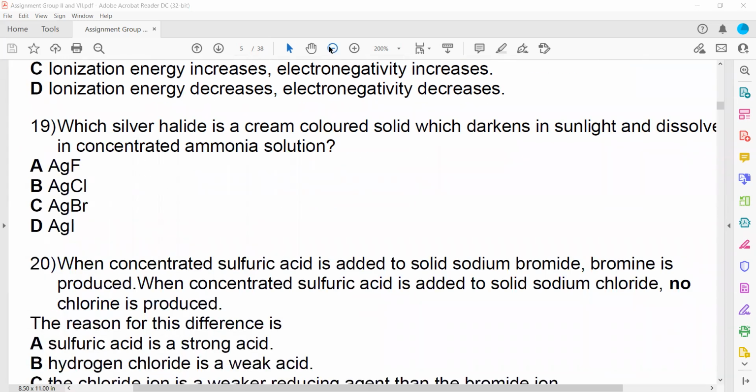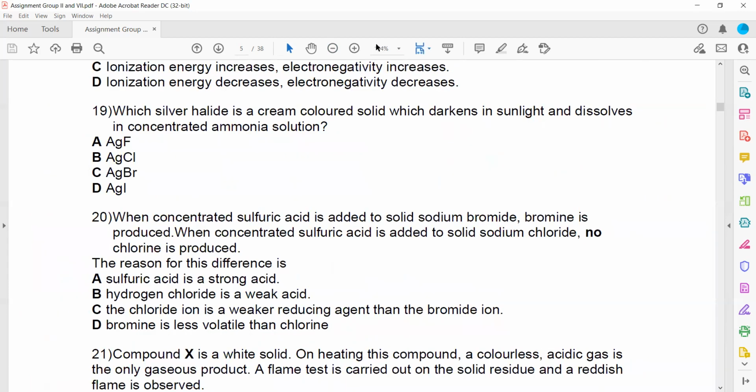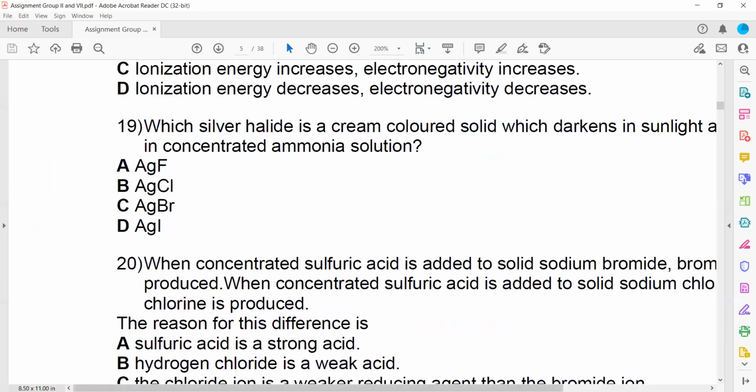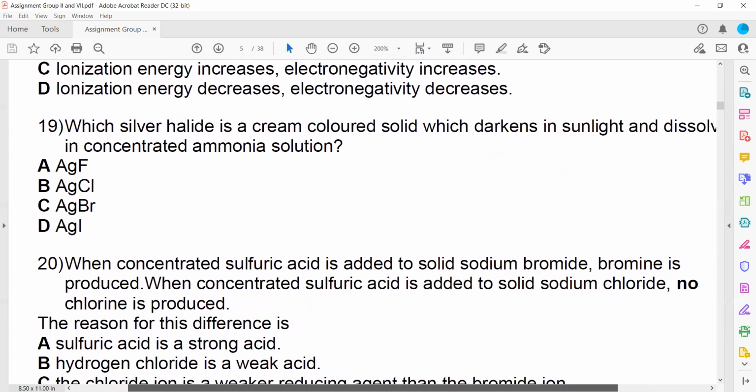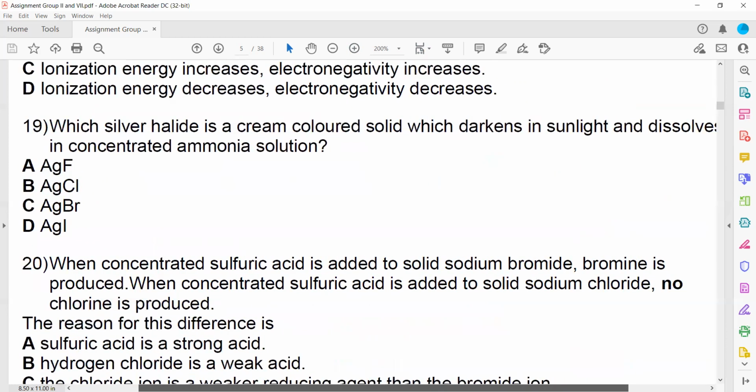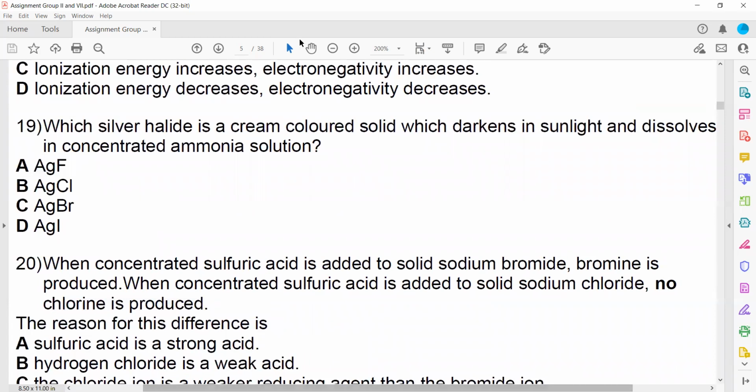Then which silver halide is cream colored, darkens in sunlight and dissolves in concentrated ammonia? So concentrated ammonia can dissolve silver bromide only, it cannot dissolve silver iodide. If we have silver chloride, it is soluble in both dilute ammonia and concentrated ammonia. Both solutions can dissolve silver chloride.